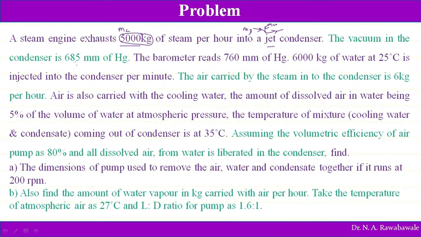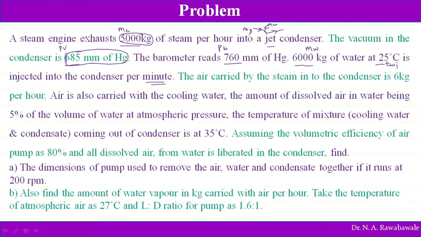Vacuum in the condenser is 685. So vacuum pressure is given, PV is equal to 685 mm of Hg. This is given in mm of Hg. Then the barometer reads, that is nothing but atmospheric pressure, PB, 760 mm of Hg. 6000 kg of water at 25 degrees Celsius, so mass of water circulated is 6000 kg, injected at 25 degrees Celsius. So water inlet temperature TWI is 25 degrees Celsius, injected into condenser per minute. So this 6000 kg is per minute. It is not in hour, it is in per minute.